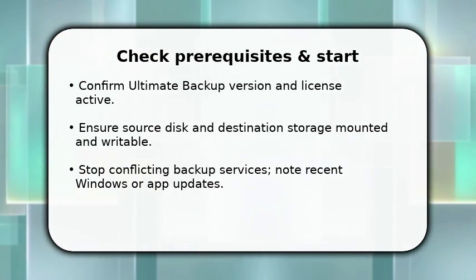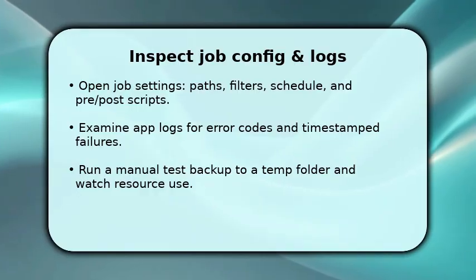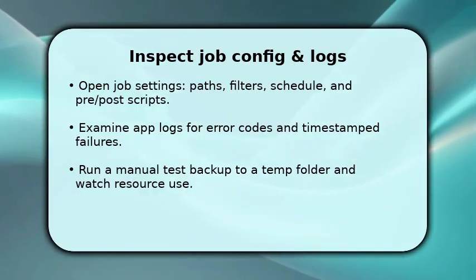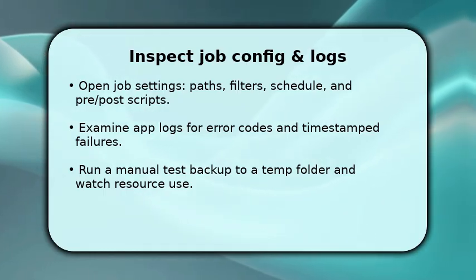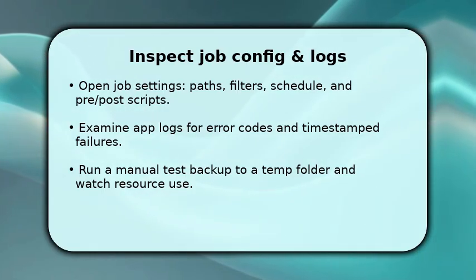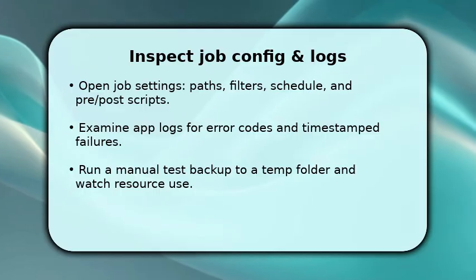You now dive into the job itself. Inspect include/exclude filters, path permissions, and any pre/post scripts that can abort a run. Then open Ultimate Backup logs and look for error codes and the first failed timestamp. That tells you whether it is permissions, I/O, or a scripting error.